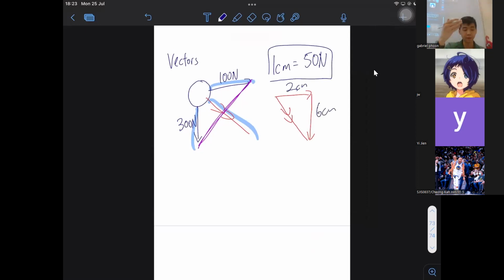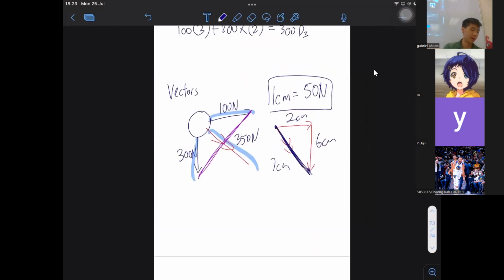Once you have these two forces, you connect this point to this point here, and you just measure how long this resultant force is. Let's say after you measure, you found that this resultant force is somewhere around 7 cm. Then your resultant force must be 350 newtons. You get what I mean? It's all supposed to follow the scale, guys.